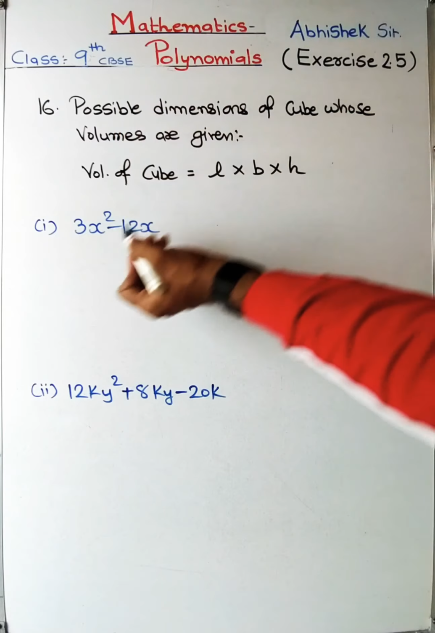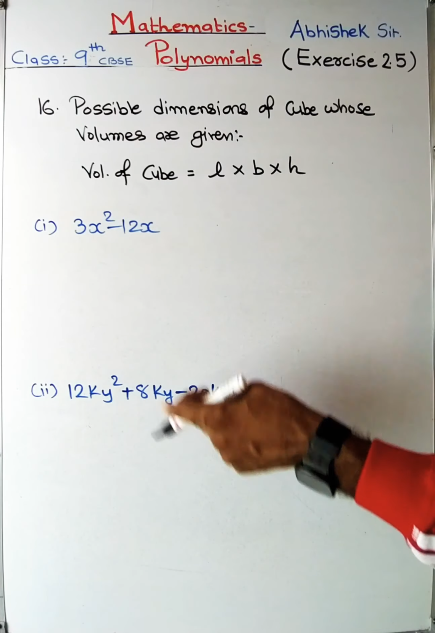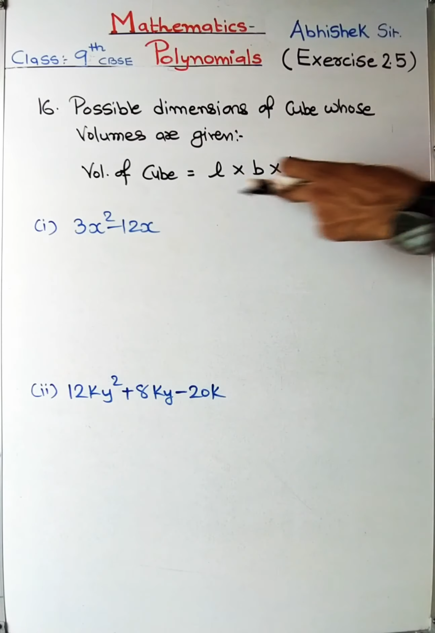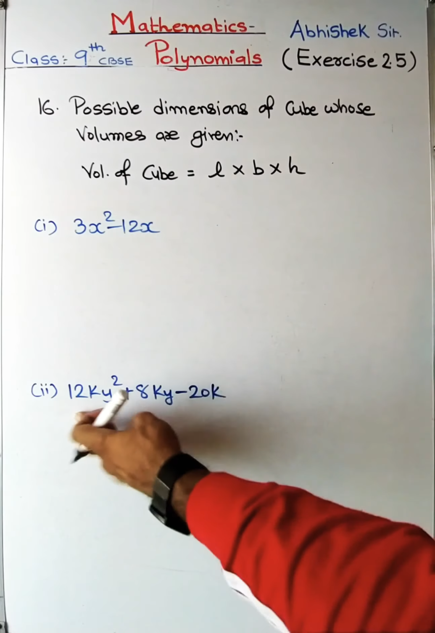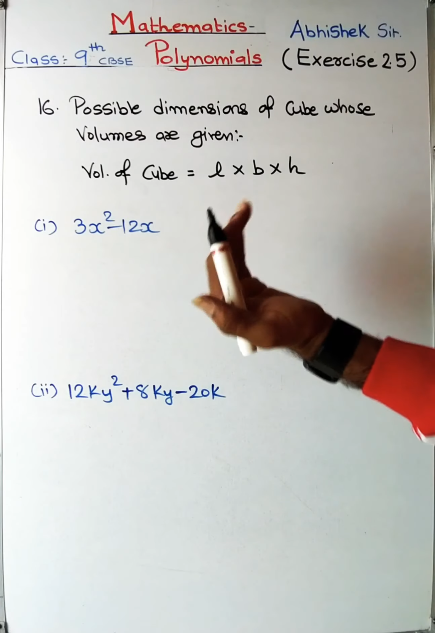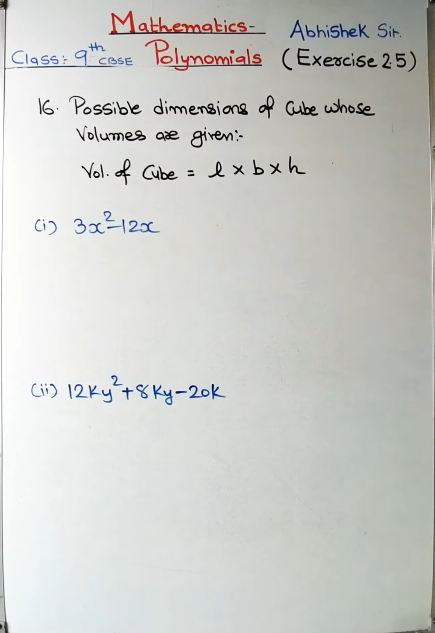They have given some equations and told that it is the volume of a cube, and we have to factorize them and find out length, breadth and height. These are called dimensions. So what we are doing is splitting and factorizing these terms by any method, and we will split them into a product of three numbers, out of which one will be length, then breadth, then height.